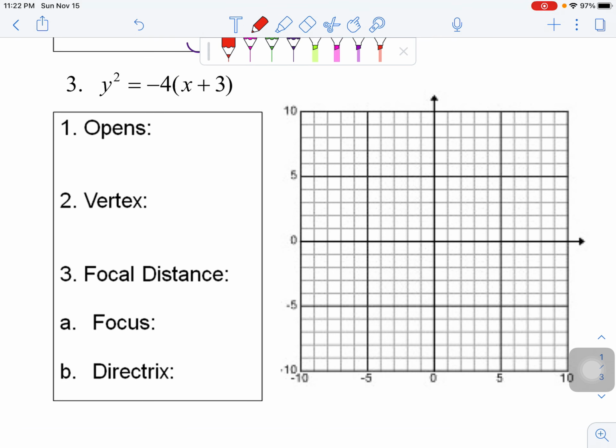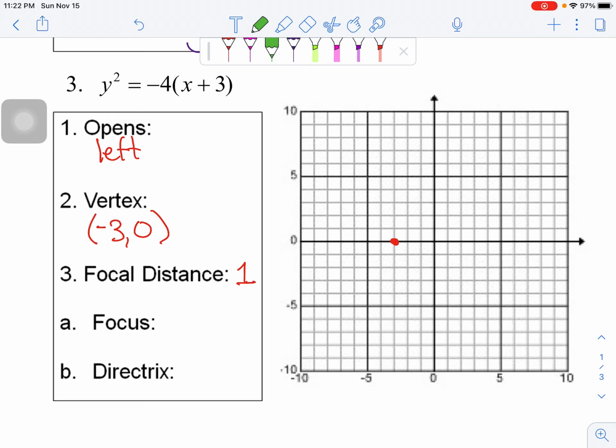All right, so this equation, we've got y squared is equal to a negative, which means this is going to open to the left. All right, my vertex is going to be what's attached to x, what's attached to y. So -3, and there's nothing attached to y here, so it's a 0. Focal distance, I want the absolute value of this, and then I'm going to chop it into 4s, which means my focal distance is 1. All right, so vertex, -3, 0.